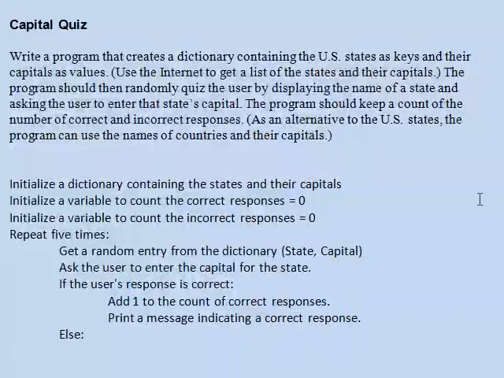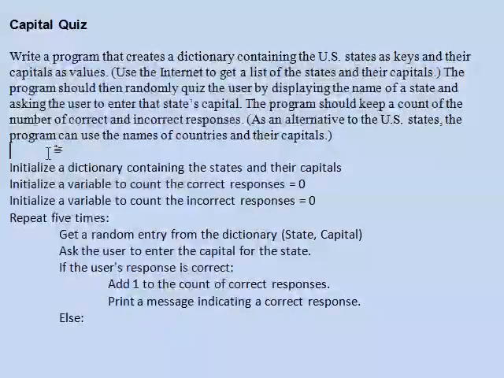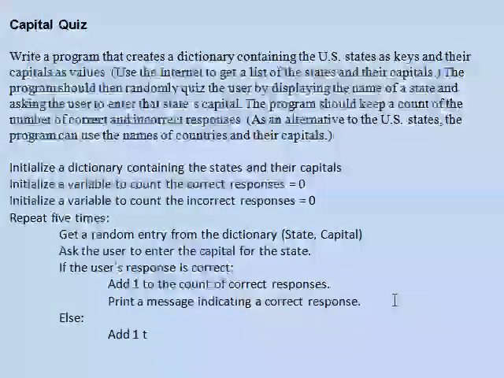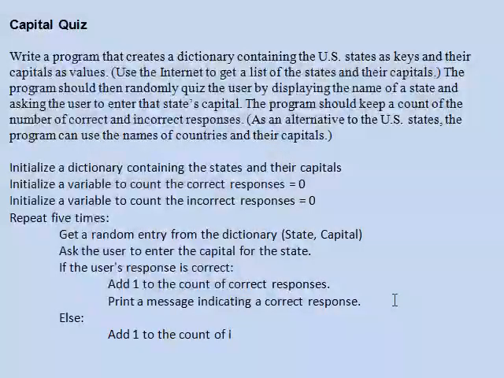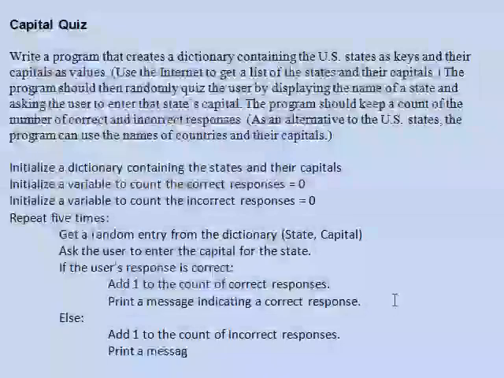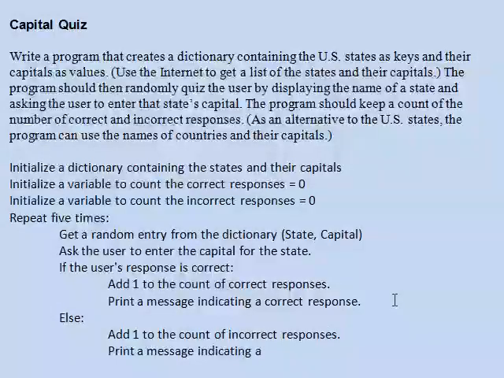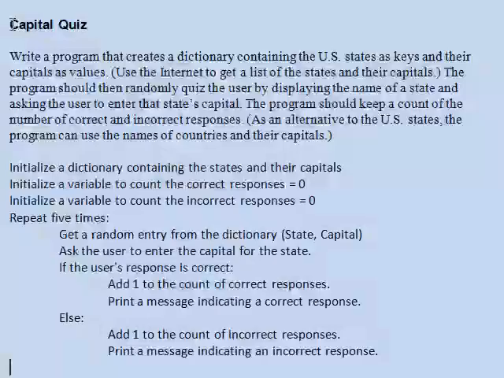Else, if the user is incorrect, this is going to kick in. Else, add 1 to the count of incorrect responses. Print a message indicating an incorrect response. And that's actually the end of the loop at that point.